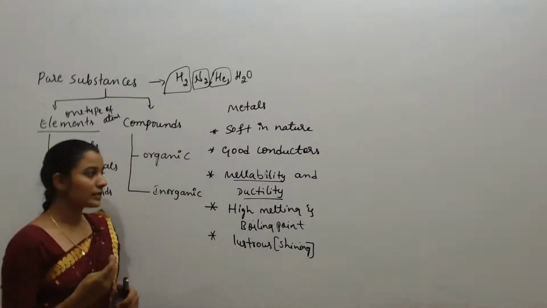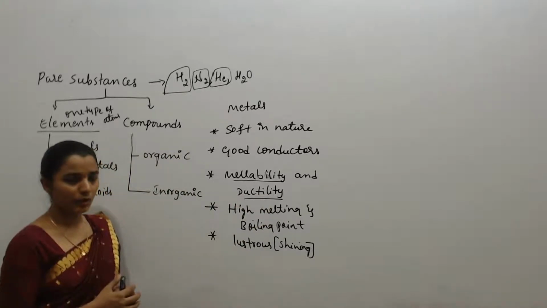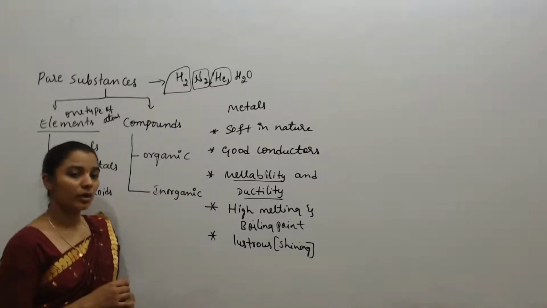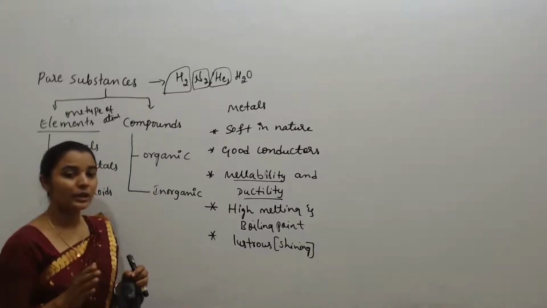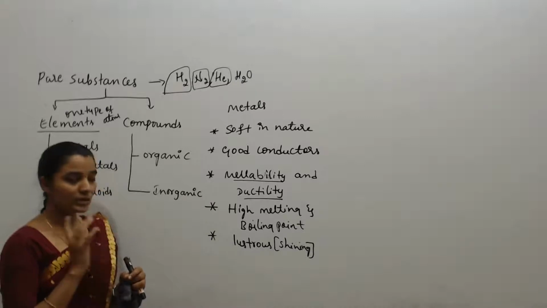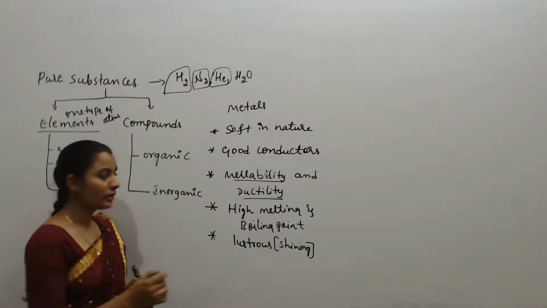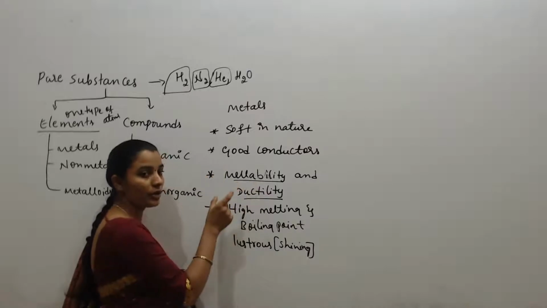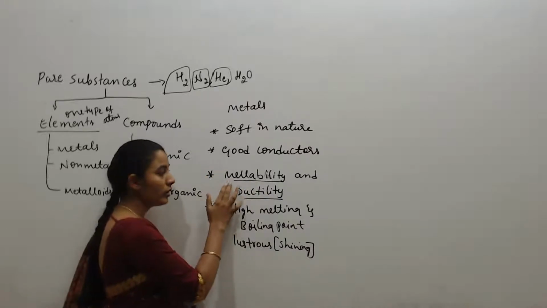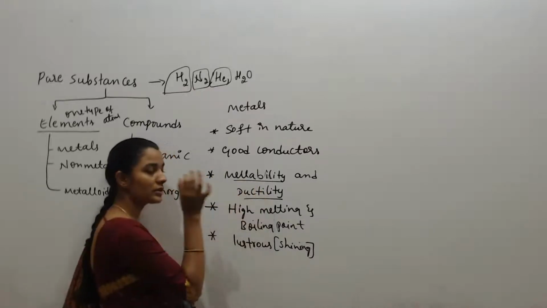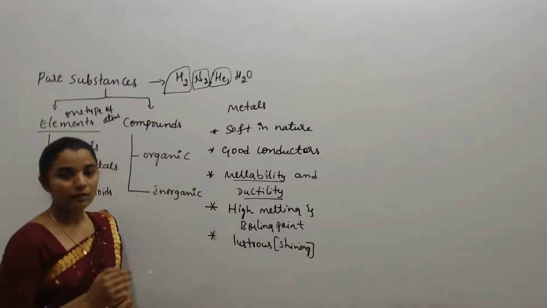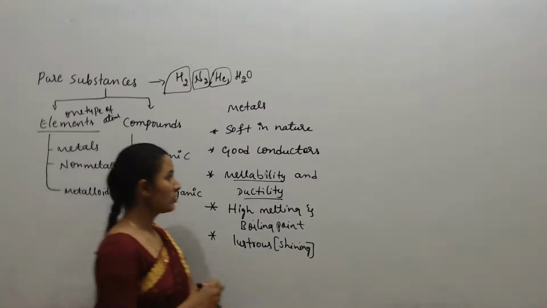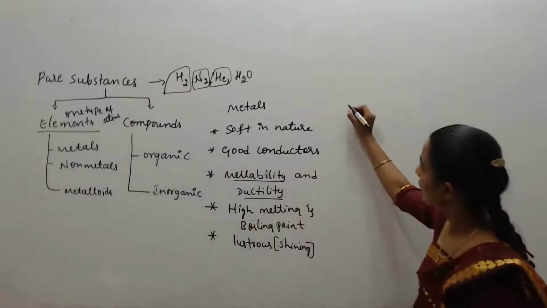Why do metals have the properties of malleability and ductility? Because they are very soft in nature and have low melting and boiling points, so we can easily make them into thin sheets as well as thin wires like threads. I hope you understood. Malleability means the property of a metal to be made into thin sheets. Ductility means the property of a metal to be made into thin threads.